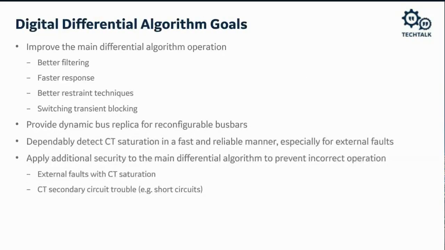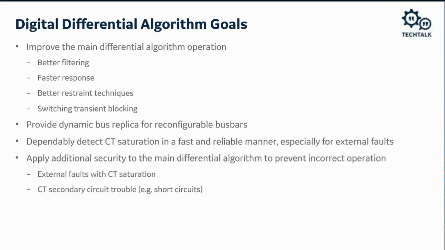So in modern microprocessor relays, what we try to accomplish in our differential algorithms, specifically, is obviously we need to have good filtering. So we need to look at just the fundamental component. We need to have fast response because we need to trip as quickly as possible. We need to have good restraining techniques.